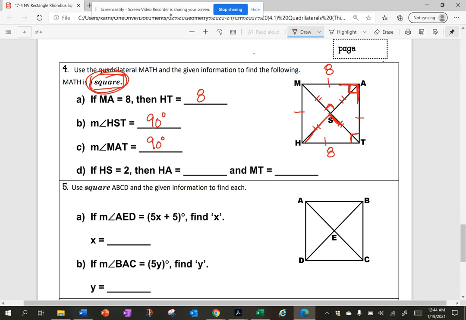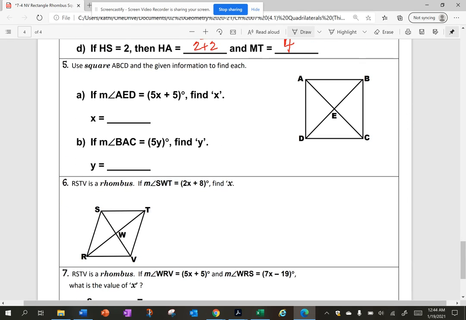If the distance from H to S equals 2, then the distance from H to A, so that's the whole distance of the diagonal. So this distance is 2, this distance is 2. This is going to be 2 plus 2, which is 4. And the distance from M to T is 4. So my diagonals are congruent. So square has a lot of properties just by saying the word square.